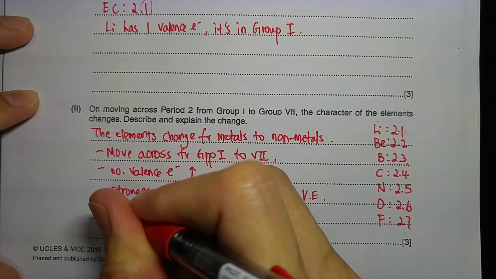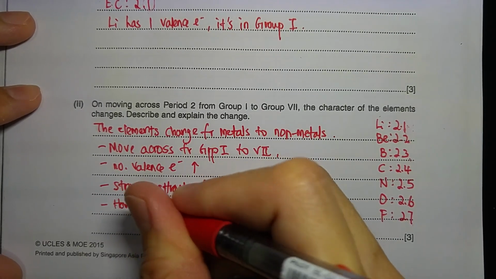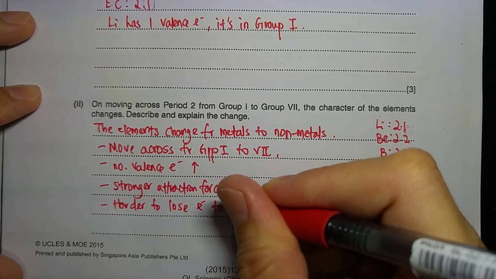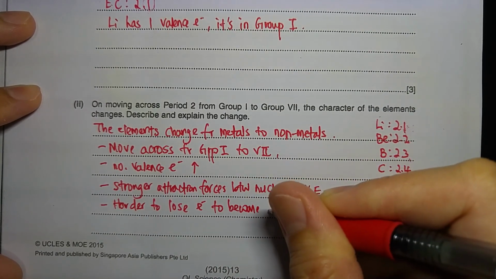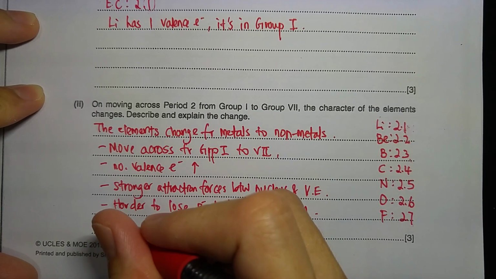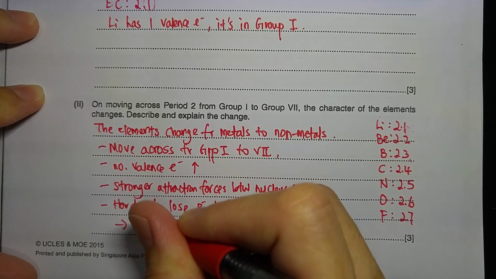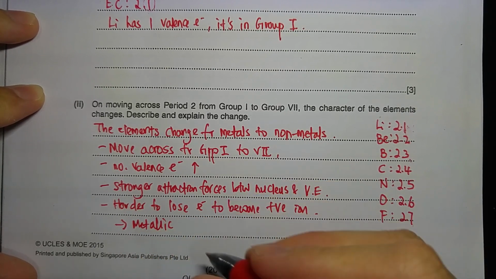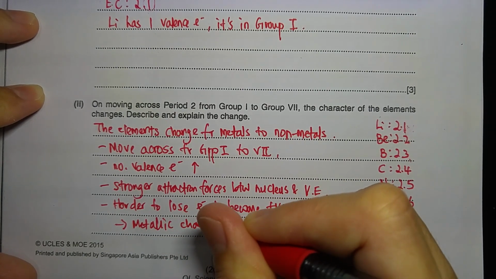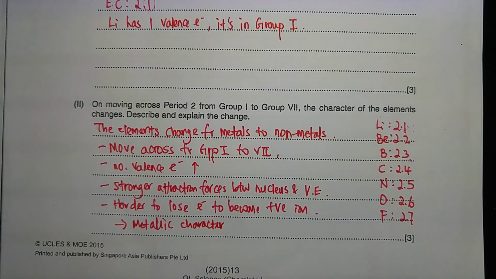Alright, so harder to lose electron to become positive ion. Now, when it is harder to lose electron to become positive ion, that means that the metallic property actually decreases, because the metallic property or the metallic character of the element depends on how easy it is to lose the valence electron to become positive ion.